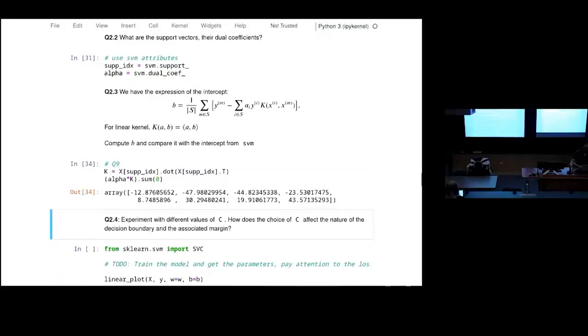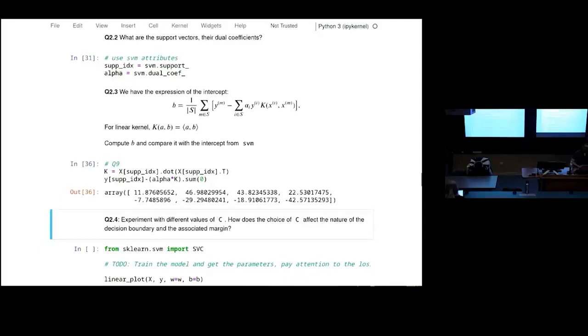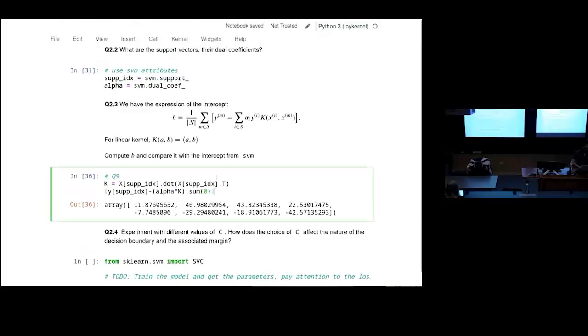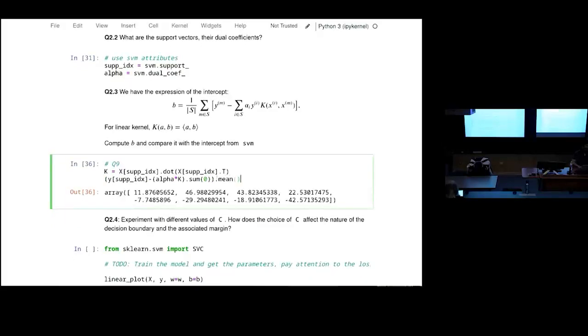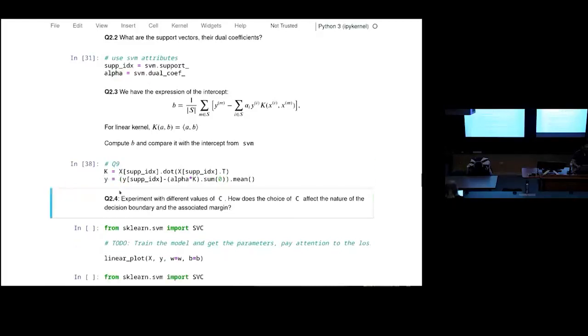Now I have this quantity here for each m. Now I'm going to take the labels, but I'm only interested in the labels of the support vectors, so I'm going to index with the support index. So I'm getting 8 values in this case. And now I'm going to take the average, because I'm summing over the elements of the support vector set. So I'm just going to do mean. All right, so this is my intercept. I'll call it intercept.